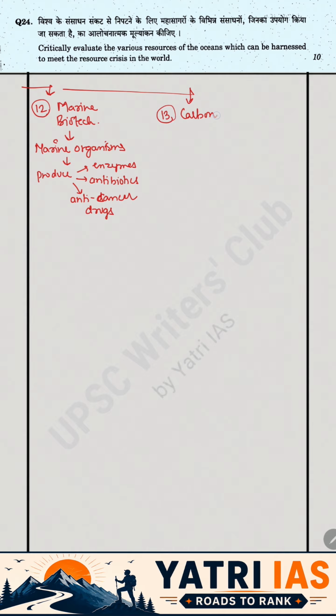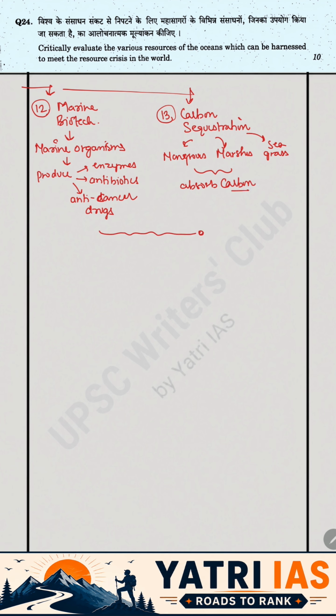Then you could mention carbon sequestration, because mangroves, marshes, seagrass, they all absorb carbon from the atmosphere. So these are the significance of ocean and its resources which can be used. And there are many more as well. Now we will move forward to the critical evaluation.